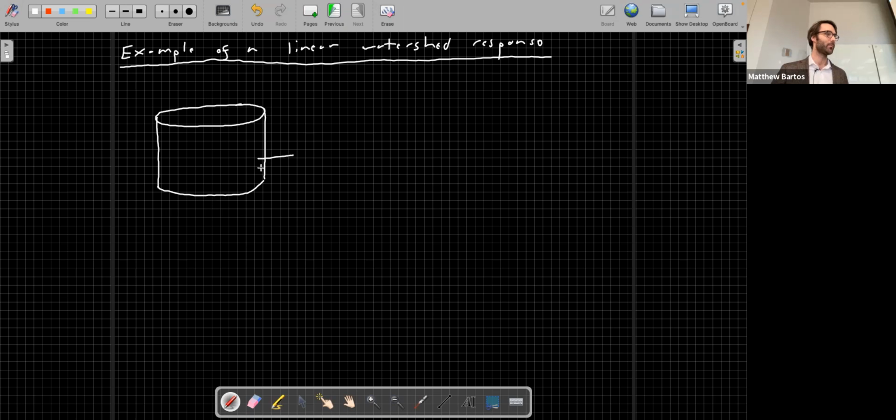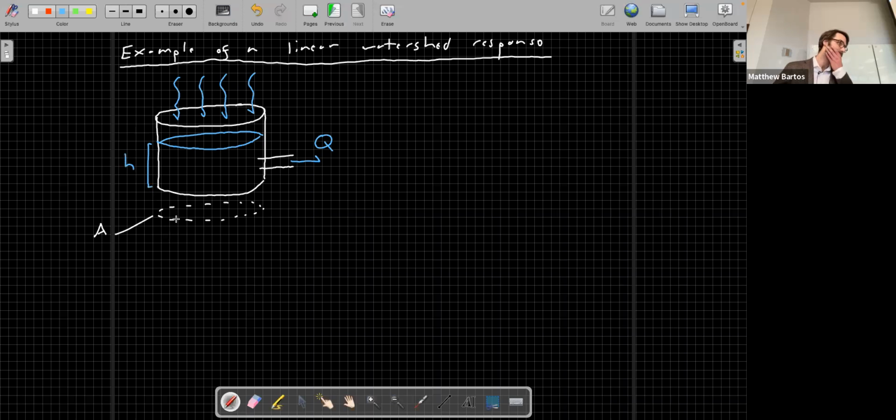And we have maybe some pipe coming out of the tank, and we have some outflow Q. We have some precipitation falling into the tank. The tank has a bottom area, let's just call it A, and maybe the height of water in the tank is H. The precipitation we'll call P.